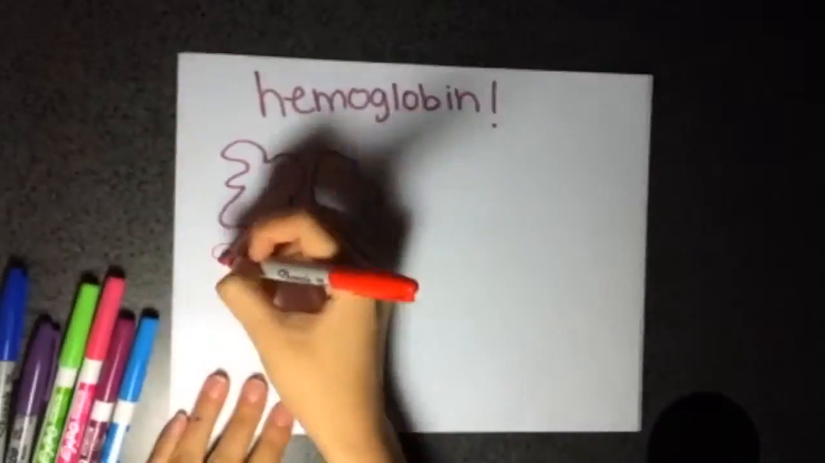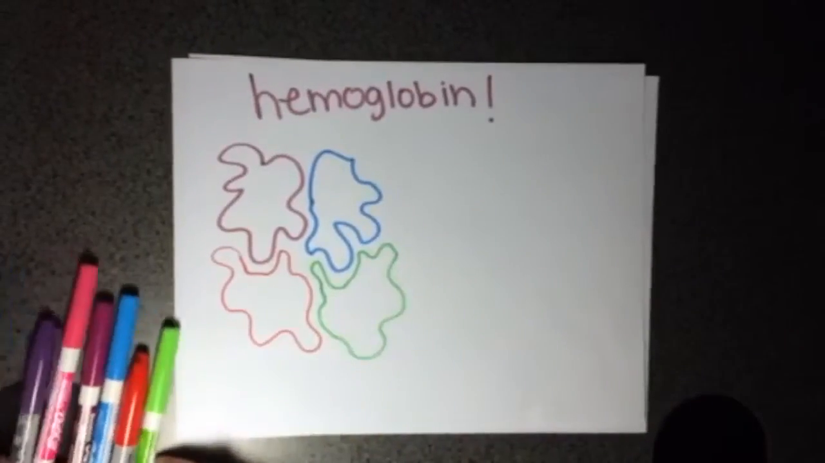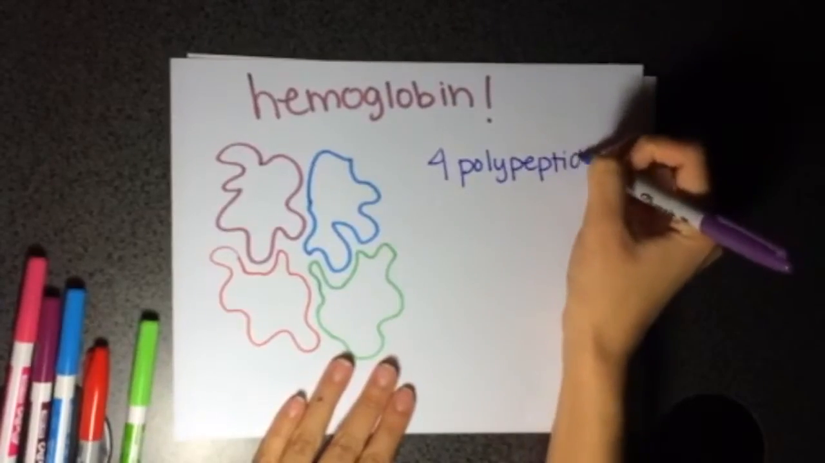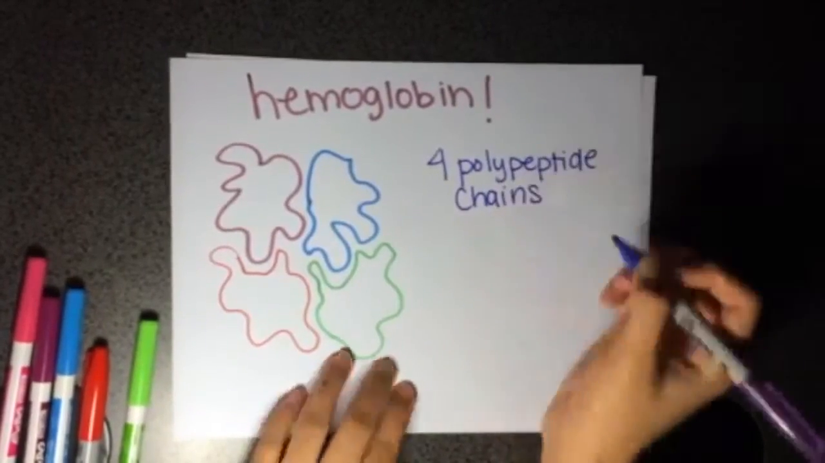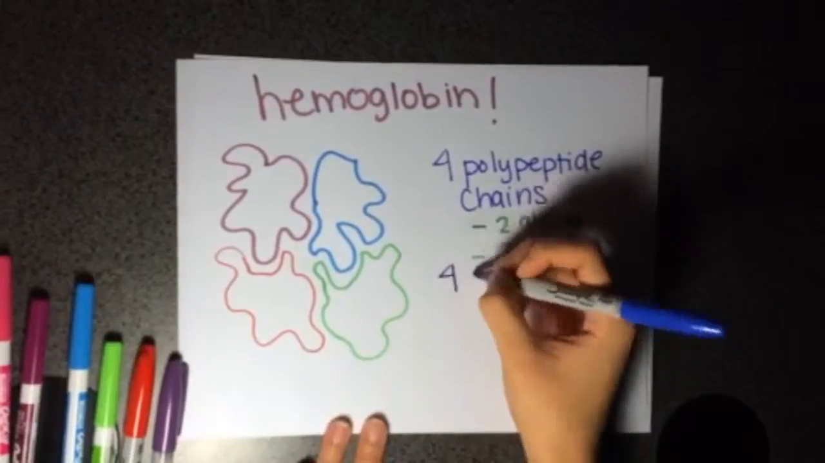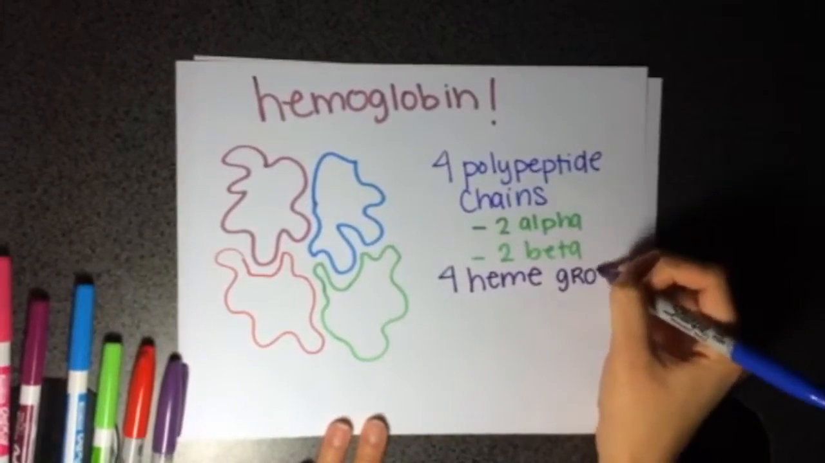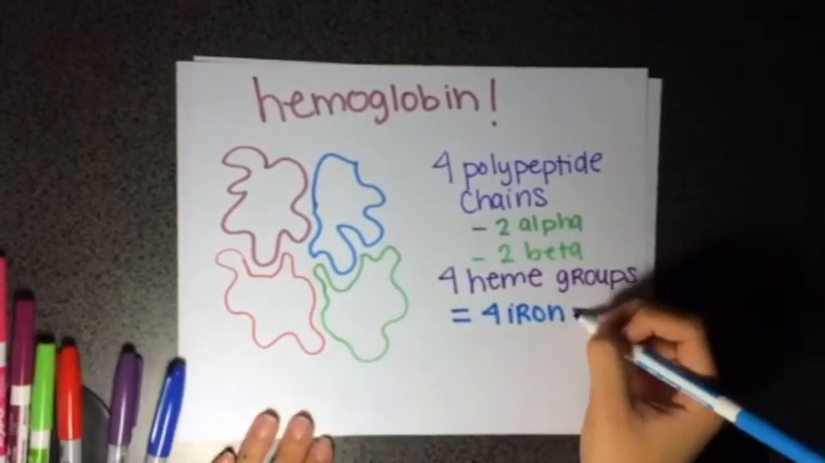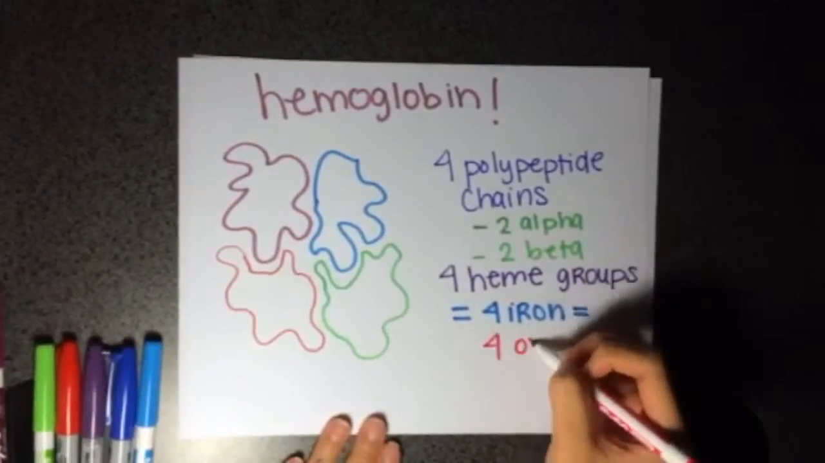Oxygen is mainly transported through the blood attached to hemoglobin. Hemoglobin is composed of 4 polypeptide chains, 2 alpha chains and 2 beta chains. Each chain is called a heme group. Each heme group has 1 iron molecule that can carry 1 oxygen molecule. Therefore, each hemoglobin molecule can carry 4 molecules of oxygen in the blood.